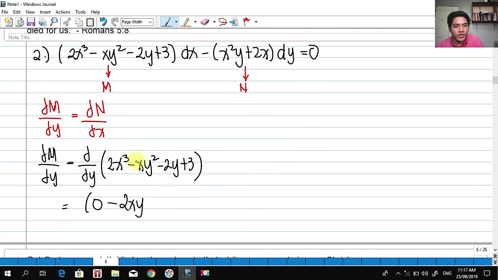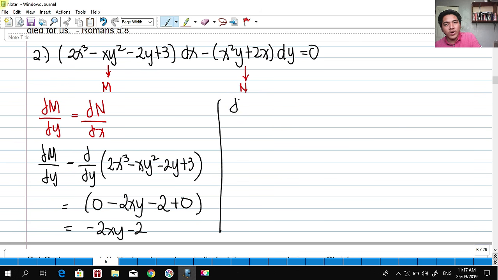So this should be considered as constant. You differentiate this term with respect to y, which is minus 2, and this term with respect to y is a constant, plus 0. So hence our partial derivative of M with respect to y is negative 2xy minus 2. And we shall get the partial of N with respect to x. Of course, this has a negative sign, so if I distribute the negative sign, you must do that: negative x squared y minus 2x.